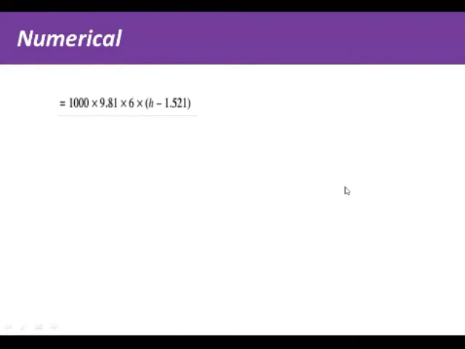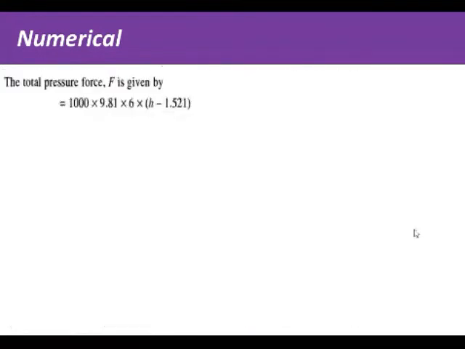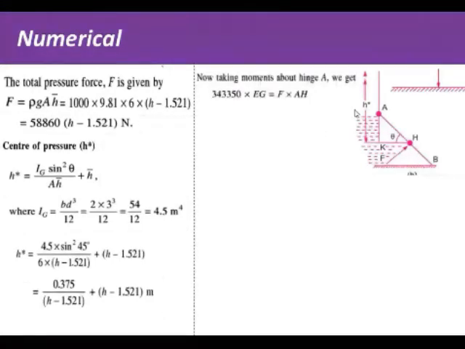Sorry, 1 minute. They have taken the moment in the vertical direction only. Okay, so W into EG equals 1 minute, F into AH. Okay, 1 minute. Now this is point A, this is point B. So basically this is point G. Okay, this was point G, where W is acting.